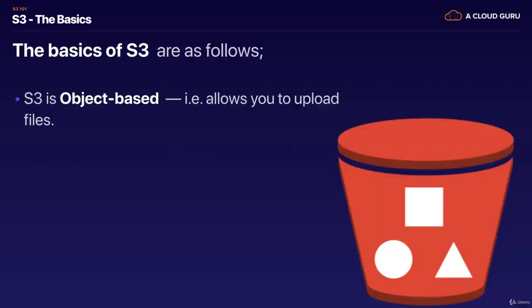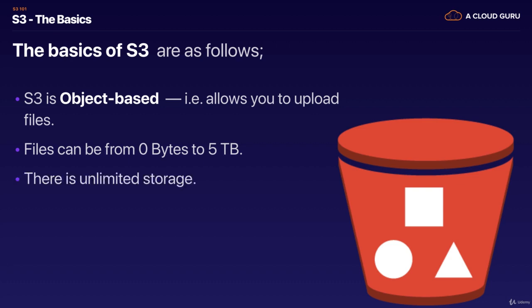And so the basics of S3 are as follows. It's object-based. It allows you to upload files, and your files can be anywhere from 0 bytes all the way up to 5 terabytes. There is unlimited storage, and files are stored in these things called buckets. Now, when I first heard about buckets, it sounded a bit strange, but a bucket is basically just a folder. That's all it is. So it's a folder in which to put your files.